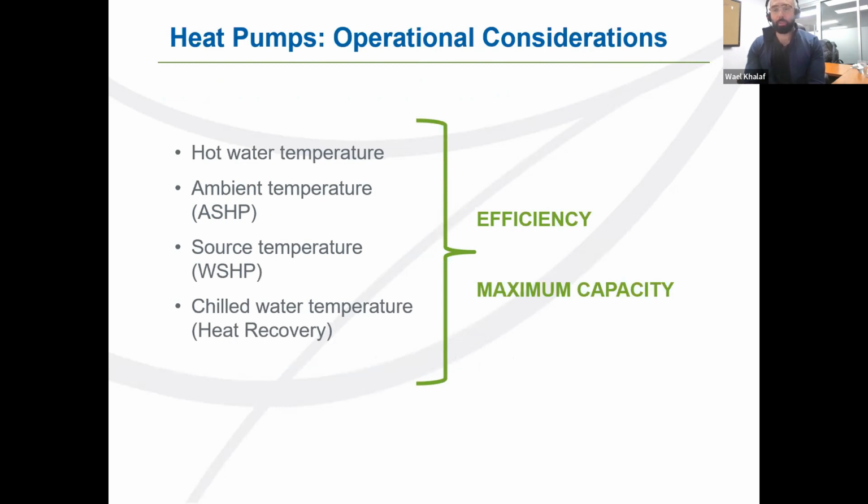Now, a heat pump, when it starts operating, doesn't really remain static at a certain COP. That COP will change depending on how hot I want my hot water to be or how low my ambient temperature is for an air source heat pump. In the case of a water source heat pump, that could be the temperature of my source. And in the case of heat recovery or reversible heat pumps, how cold do I really want my chilled water to be and how hot do I want my hot water production to be? Those parameters start playing around with how high or how low a COP I'm going to get for a particular heat pump.